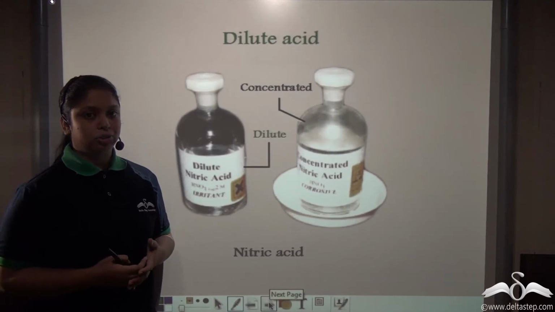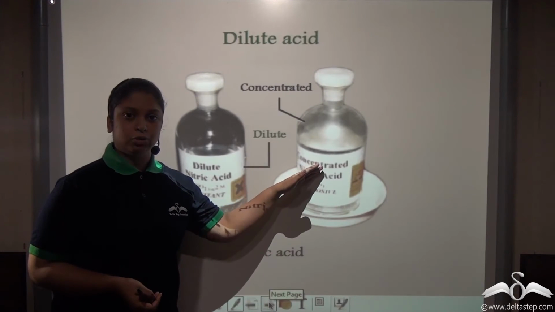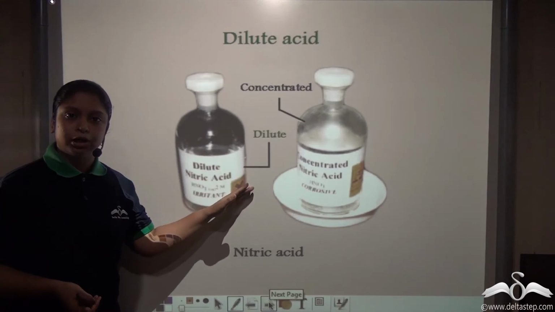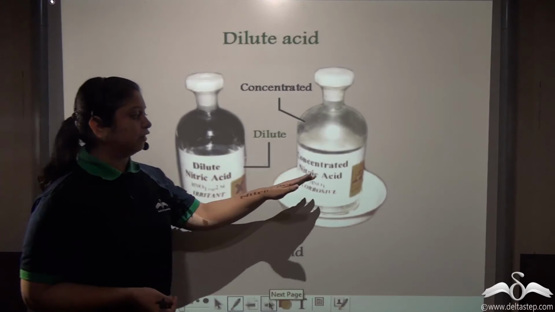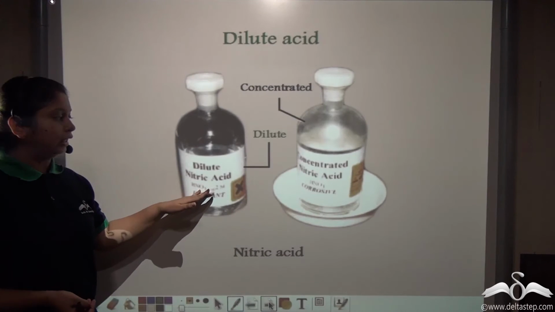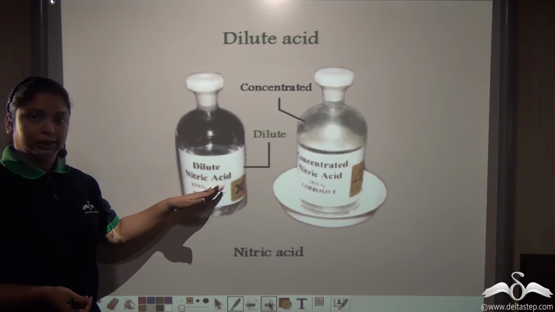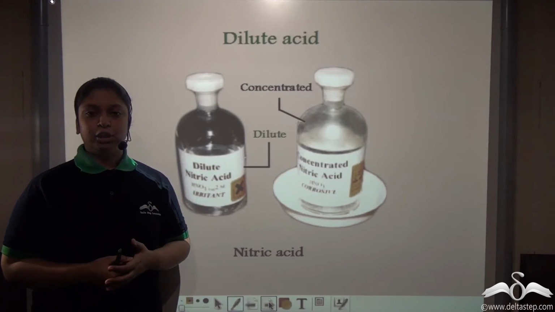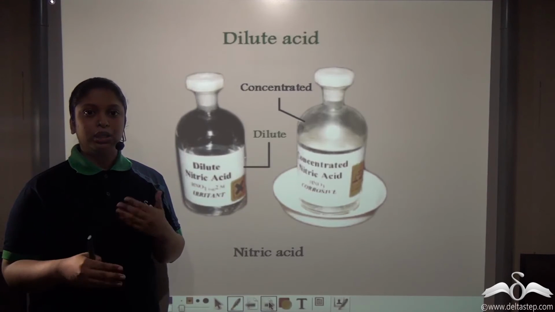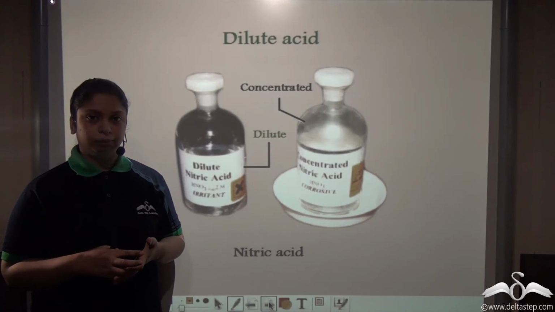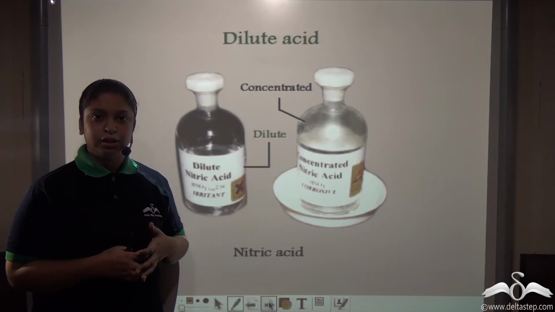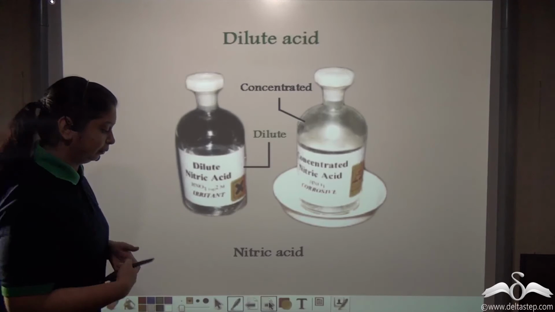So in our laboratory, concentrated acid solutions also have another form, that is a dilute version of it. Here you see we have concentrated nitric acid and a dilute version, that is a dilute nitric acid. But not all the time will you find dilute versions of these concentrated acids. So you need to make up a dilute solution. So how can you make a dilute acid solution from a given concentrated solution? Let us see.